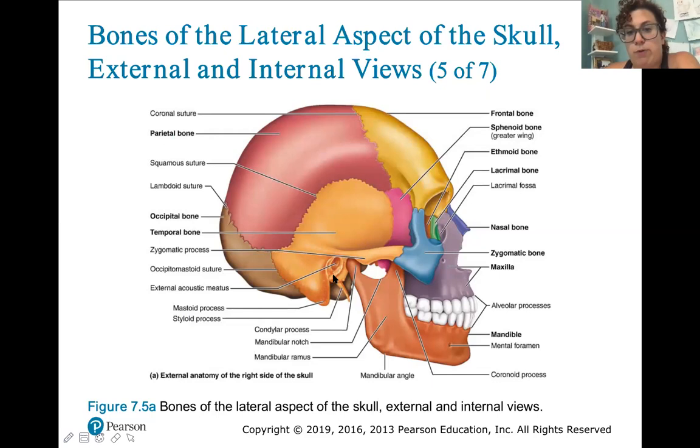And guess what? This is the temporal bone and this is the mandible. This is your temporomandibular joint. And you're going to be working a lot with this as dental hygienists. We have the ramus here, which is the majority of the mandible. And then we have the mandibular angle.